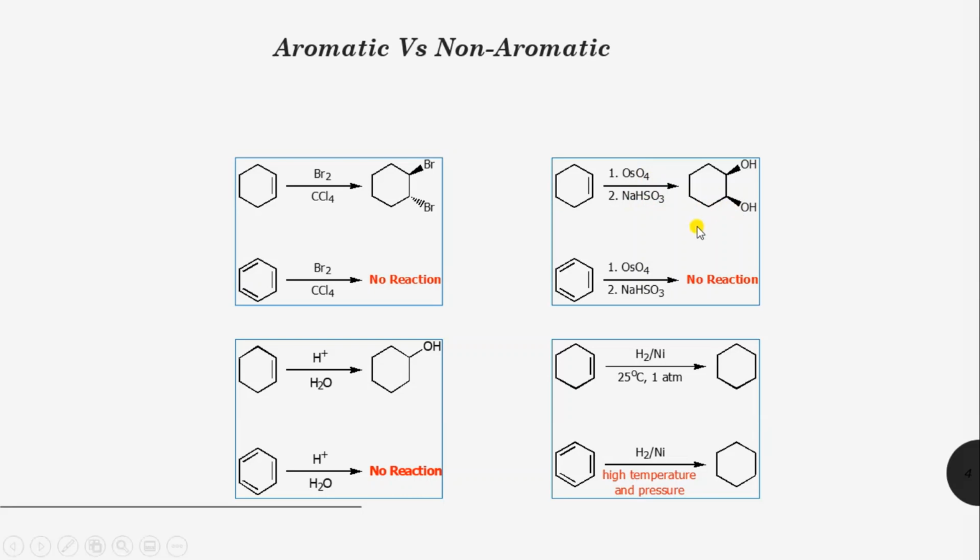But if the same sort of reagent is provided to the benzene ring instead of the cyclohexene ring, you can see there that there is no reaction at all. Now why does this happen?